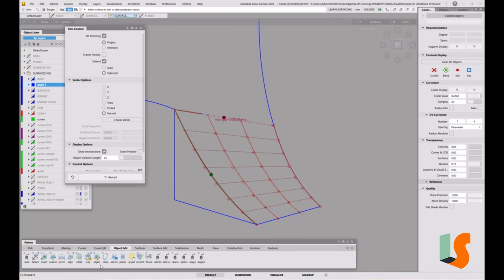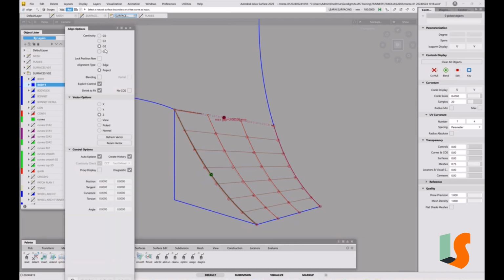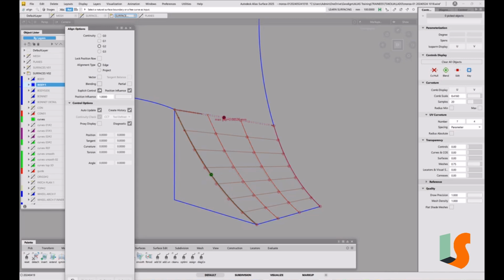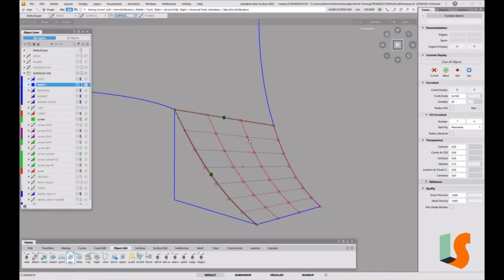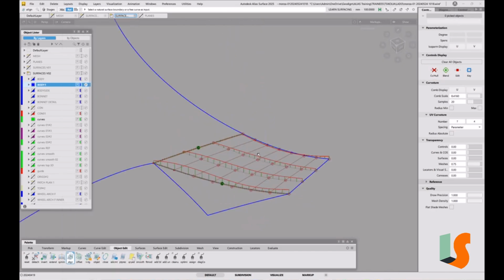And then we can go into Object Edit, Align, G2, Edge, Vector Z, onto there, and it's done it. This time it went straight in with G2, whereas before I had to put G1 on and then check it, and it was okay. So that's good. That's good.